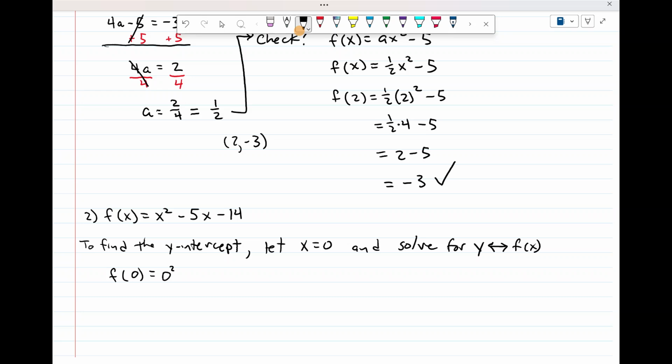and that ends up being 0 squared minus 5 times 0 minus 14. And this ends up being 0 minus 0 minus 14, which is negative 14. So when I plug in 0 as my input, my output is negative 14. So that tells me that the point 0, negative 14 is on the graph, and that is a y-intercept.